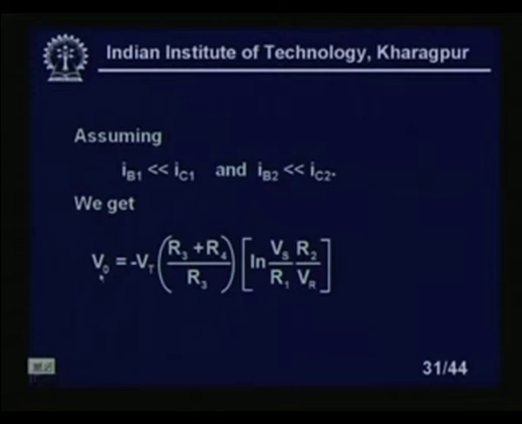So, this output voltage is a logarithm of the voltage Vs which we have applied at the input of the circuit. So, this is basically the logarithmic amplifier. Similarly, since we have a logarithmic amplifier, we can have an anti-logarithmic amplifier also.